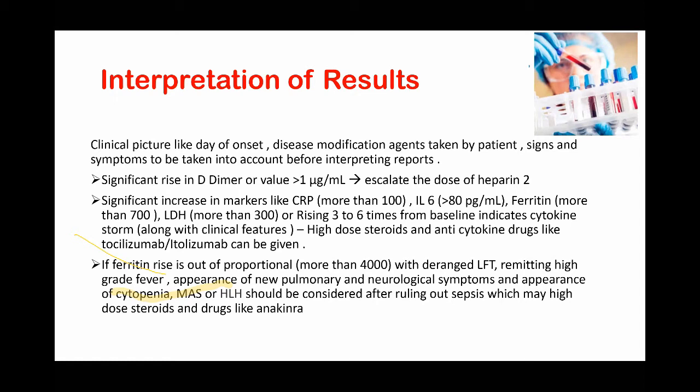If the ferritin is out of proportion, that is more than 4,000, with deranged LFT, and you have pancytopenias, it is very important to differentiate between hyperinflammatory response syndrome and a macrophage activation syndrome or an HLH type picture. If your ferritin is out of proportion and your LFTs are getting deranged and you develop pulmonary or neurological symptoms along with cytopenia, and you see all the cell lines are reducing, you should consider macrophage activation syndrome or HLH at this point. This is because here you will have to use steroids in view of macrophage activation syndrome.